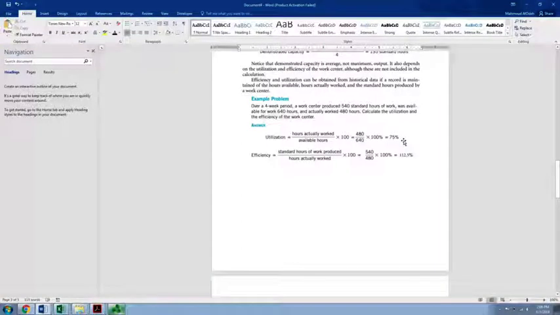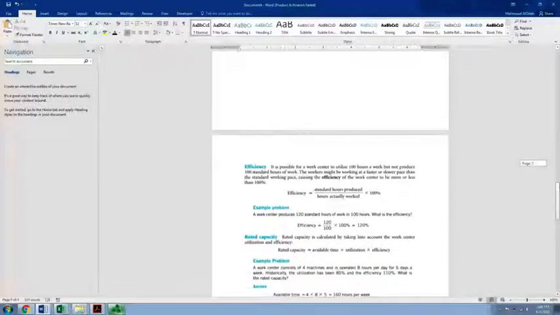Now we're talking about the efficiency. Efficiency would be the standard hours of work produced divided by hours actually worked. Okay, how many units did we actually produce? We produced 540 divided by the actual hours worked, 480. 540 divided by 480 times 100%. We have an efficiency of 112%. This is great because they exceeded the available time. They made more effort in order to achieve the orders.